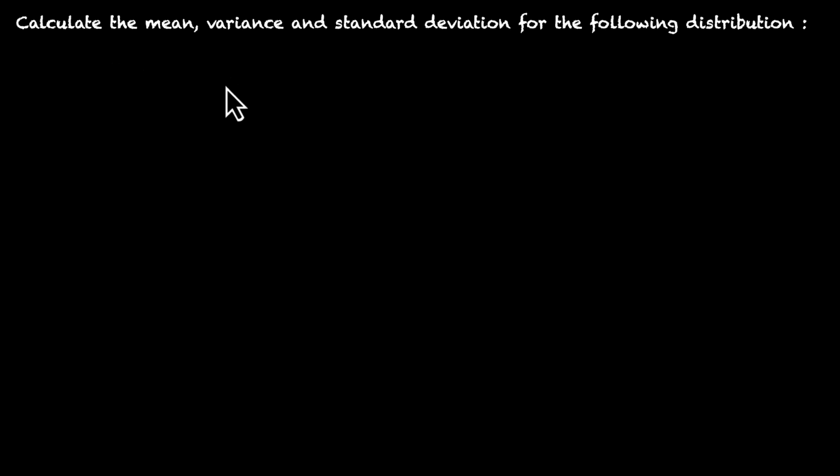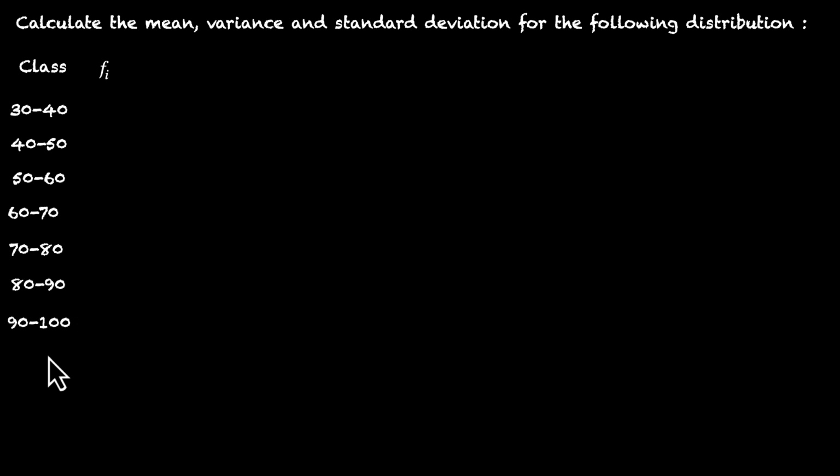Calculate the mean, variance, and standard deviation for the following distribution. We have the class and frequency: 30 to 40, 40 to 50, 50 to 60, 60 to 70, 70 to 80, 80 to 90, and 90 to 100. We have these 7 classes. The frequencies are 3, 7, 12, 15, 8, 3, and 2.